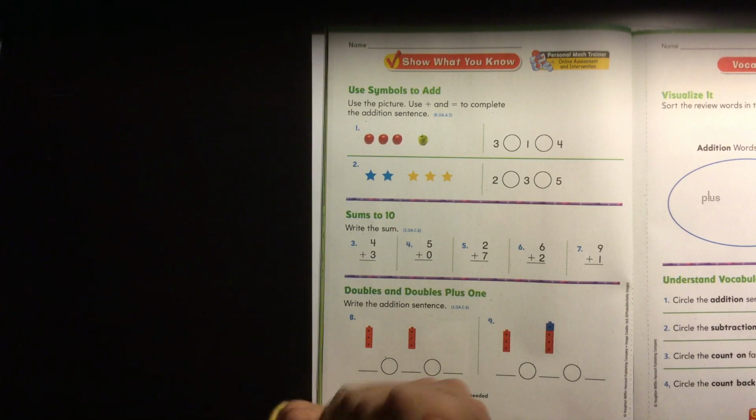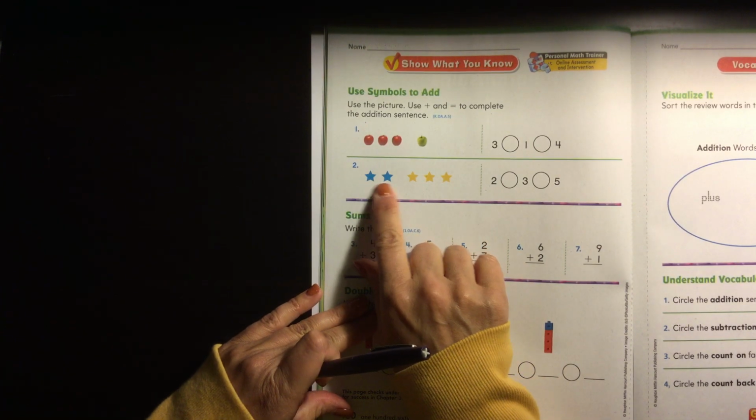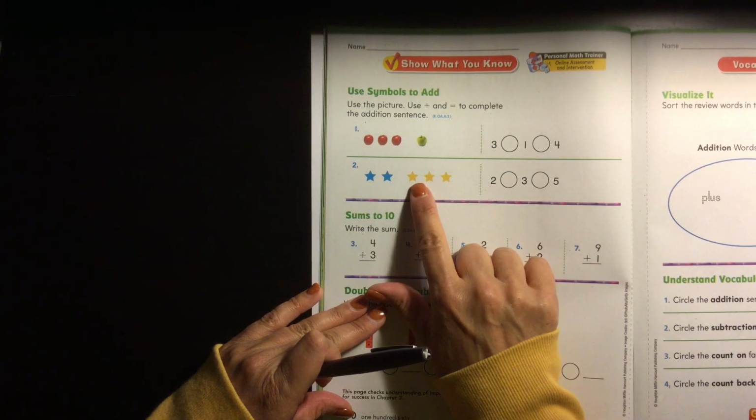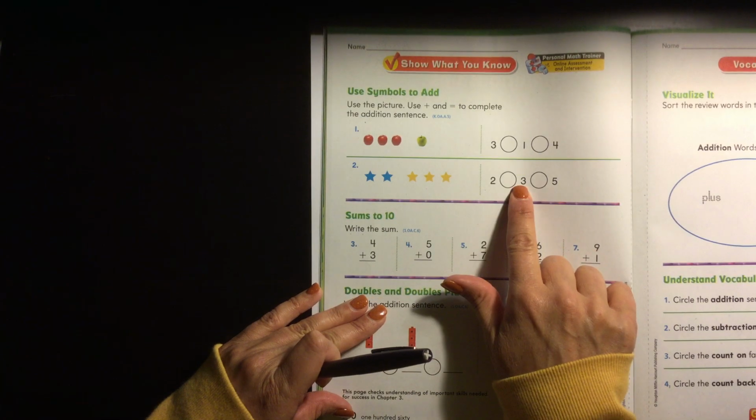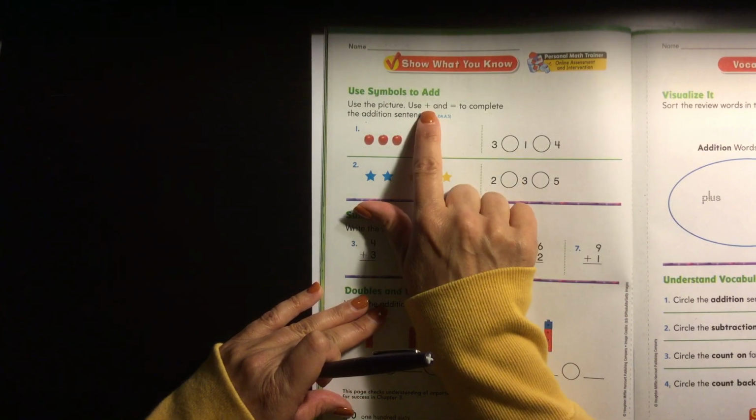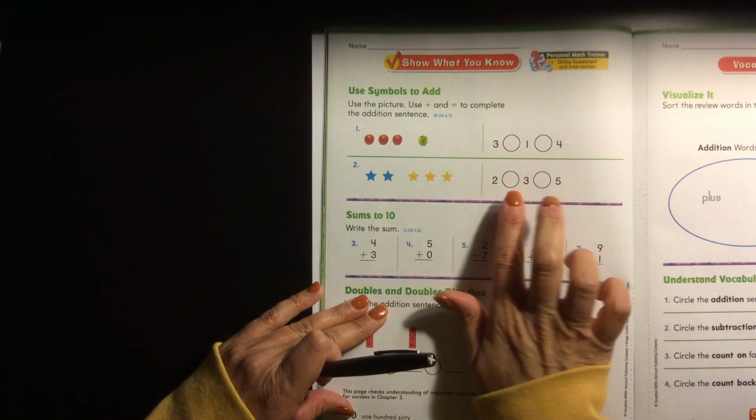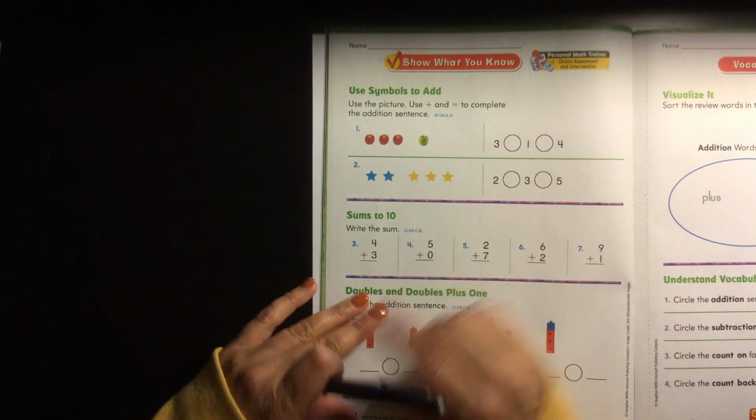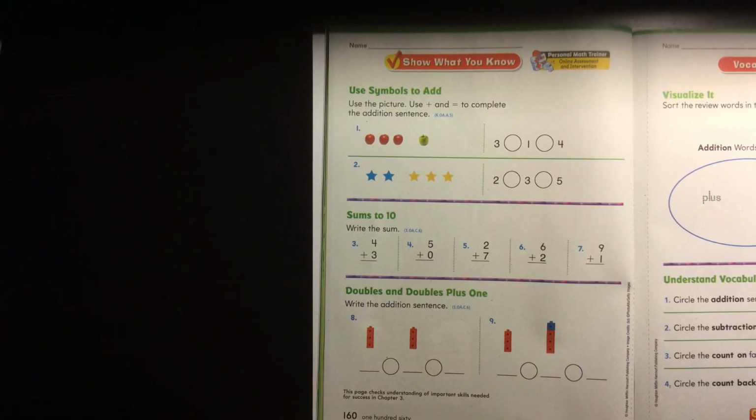All right, you have another problem just like that. This time, though, we have 2 blue stars and we have 3 yellow stars. So again, you need to place a plus and an equals in the circles to complete the number sentence or the addition sentence. Go ahead and pause the video and do that.